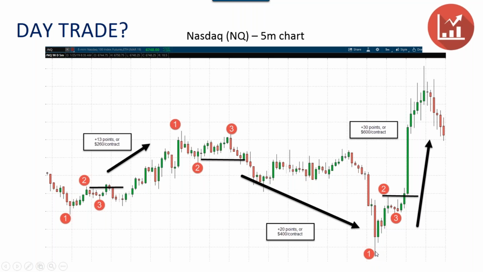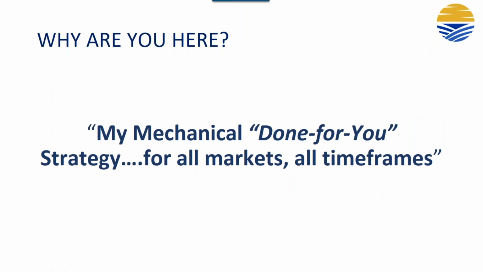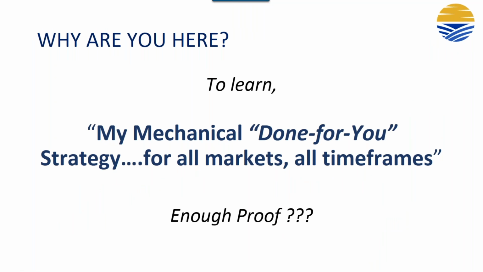Then we make one last low here, likely in the last hour of the session. 1, 2, 3, breaks above the number 2. If you're lucky enough to get long here on the retest, you're filled on your 30-point profit objective in about 2 bars. So why are you here? You're here to learn my mechanical done-for-you strategy for all markets and all time frames.